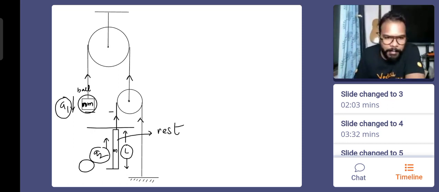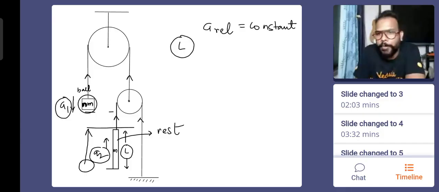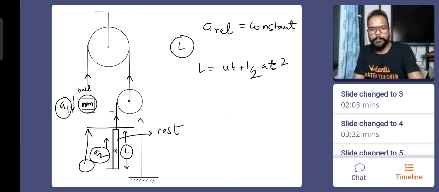So assuming this is at rest, the ball initially was here, it is going to go up. Relatively, it will travel a distance L. You will know its relative acceleration, and most likely this will come out to be a constant, so you will apply L is equal to ut plus half at square. It is asking you to find out the time, I guess.